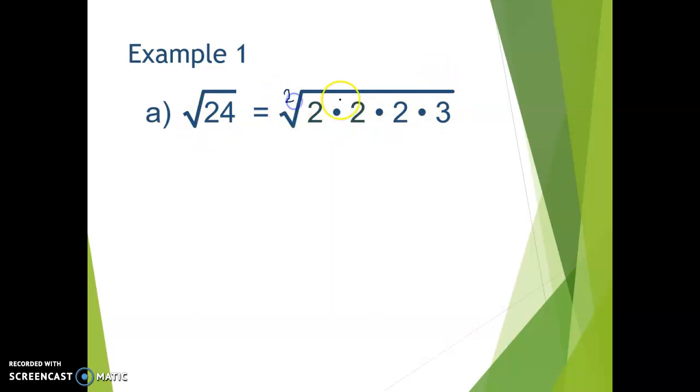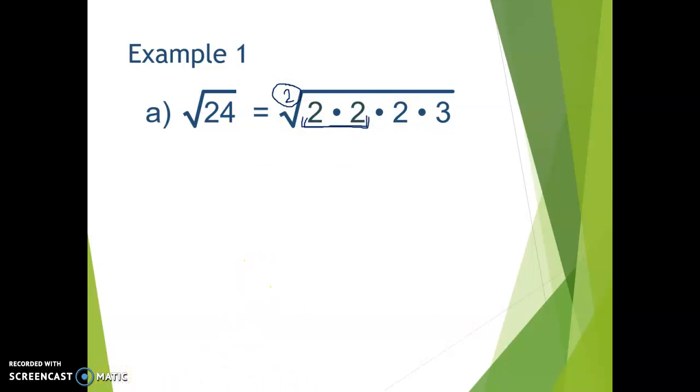Now this is a square root. I have an index of 2, so I'm going to be looking for factors that show up twice. And I see that 2 times 2 forms a group of 2. Now there's another one, but because I'm doing an index of 2, I only want groups of 2. I don't want groups of 3.